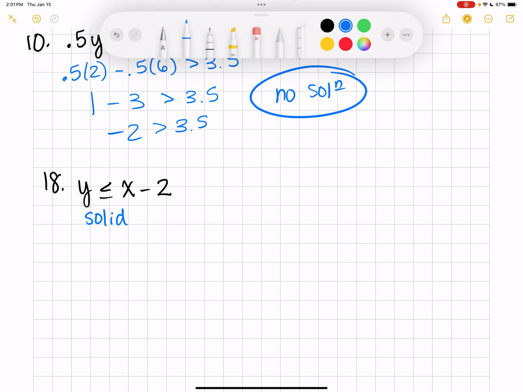And then if y is less than, that means we shade where y is smaller. Well, y goes negative to positive, so it's smaller on the bottom, so it's going to be shaded below.